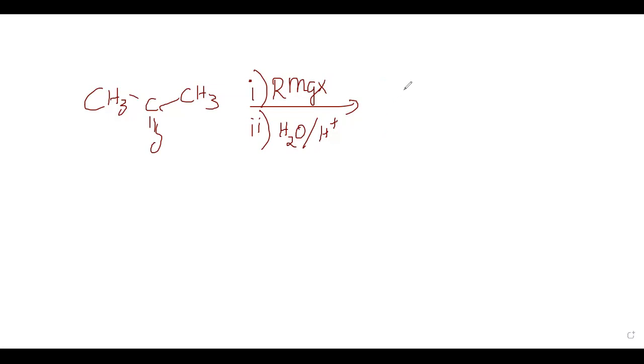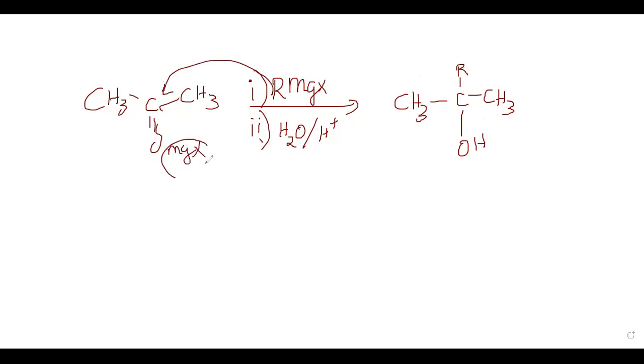Okay, then your answer is what? CH3 is here, CR is here, CH3 is here, and OH is here. That's all. You should know that. Only thing is that this R will come here. Of course, MgX will come here. MgX is removed, H is coming in. That's all you need to know. All right, so keeping it simple and with the mechanism, keeping it explained. Both should be there in your brains.